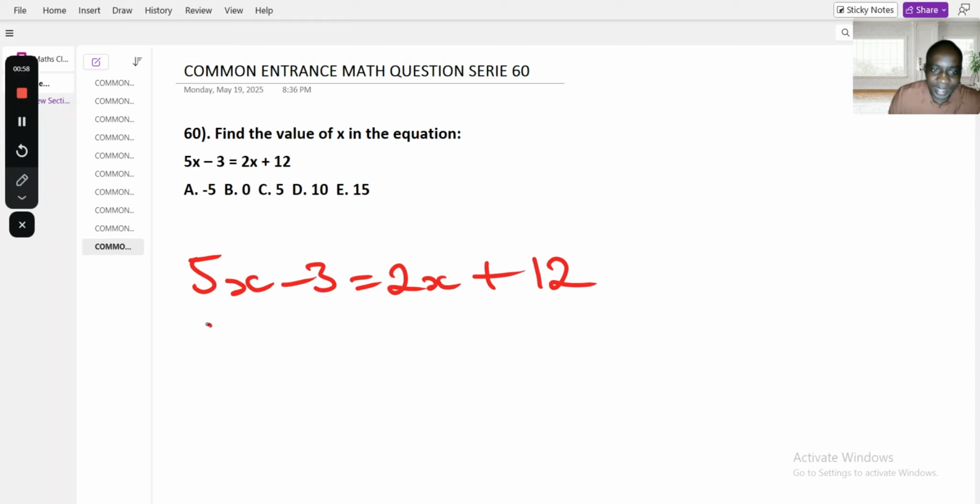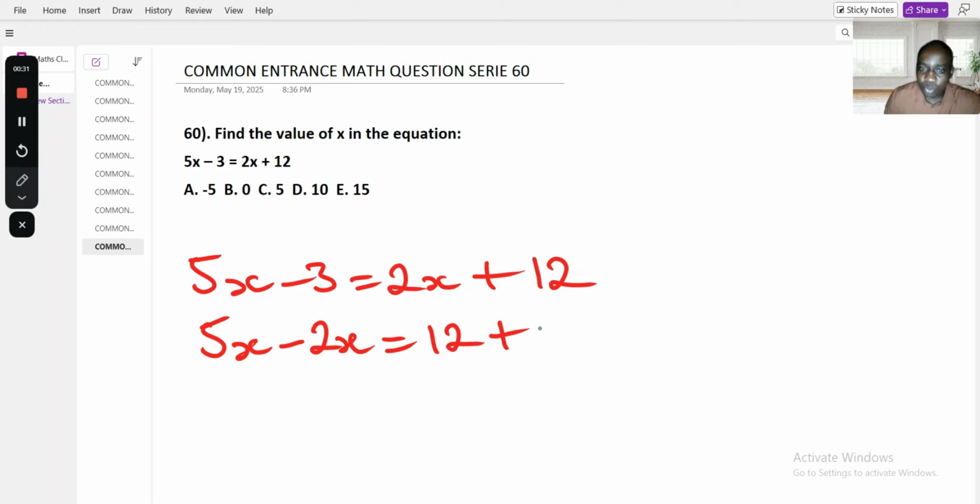Let's collect the like terms. 5x, come and meet your brother. If there is nothing there, I said that there is an invisible plus. When it jumps the equal to, it is going to change to minus. Equals 12 is already here, plus 12. When you write only 12, it means that the plus is already there, because if you didn't see anything, the invisible plus is there. When this minus 3 jumps the equal to, it will change to what? To plus.